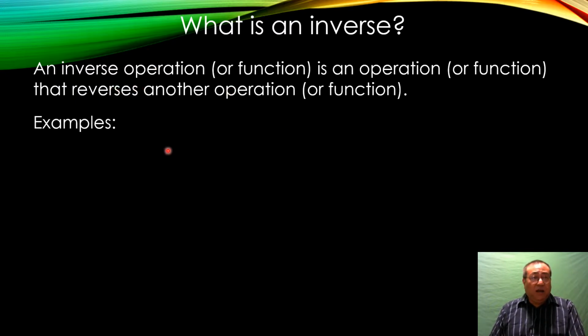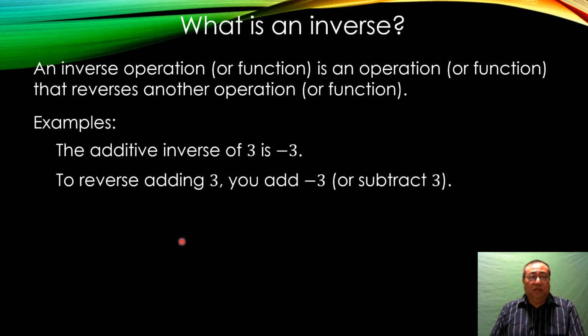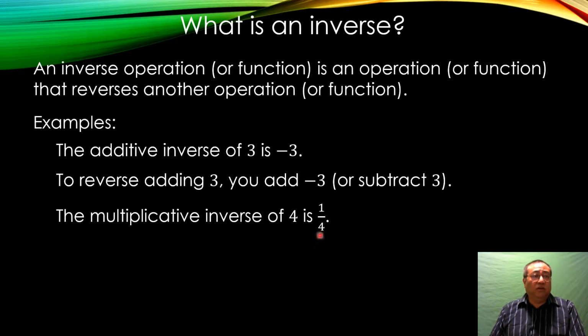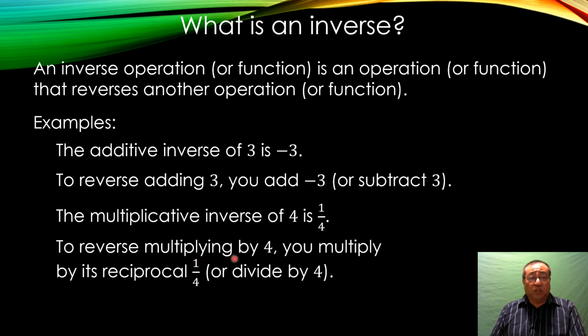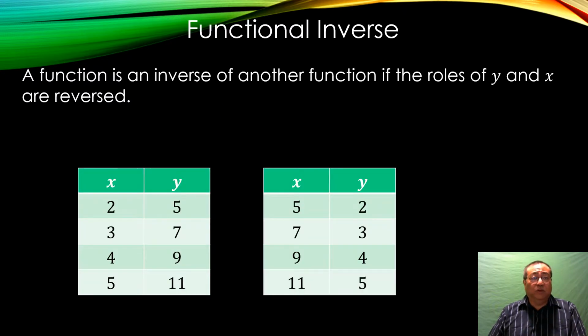So examples. The additive inverse of 3 is negative 3. To reverse adding 3, you add negative 3 or subtract 3. So addition and subtraction are reverses of each other. They inverse each other. The multiplicative inverse of 4 is 1/4. To reverse multiplying by 4, you multiply by its reciprocal, 1/4, or you divide by 4. So the idea is an inverse is you undo something, you reverse something.